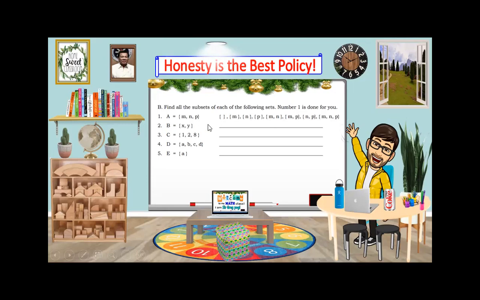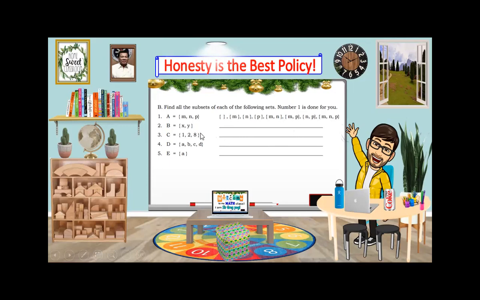That ends. Then for number 2, try natin. Of course, followed by anong mauna? Null set muna, tama. Very good. Then followed by X, then followed by Y, then ang pang-apat ay XY. O di ba ang galing nyo?